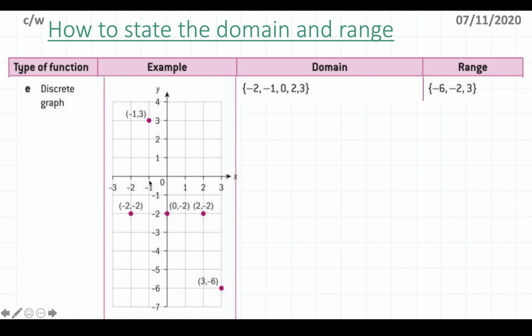And then the range are all the values that actually have an output. So if I'm scanning the y-axis now, let me look at the y-axis. Let me start from the bottom. I can see -6 in here. I can see -2 appearing 3 times, but I'm just going to write it once. And then I can see 3 in here. So this is my range.